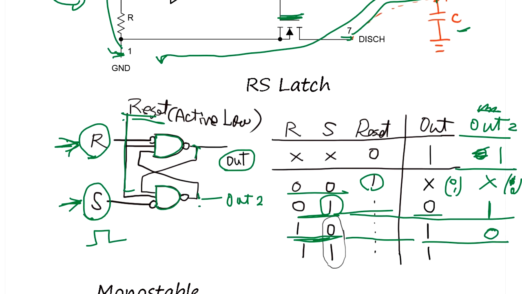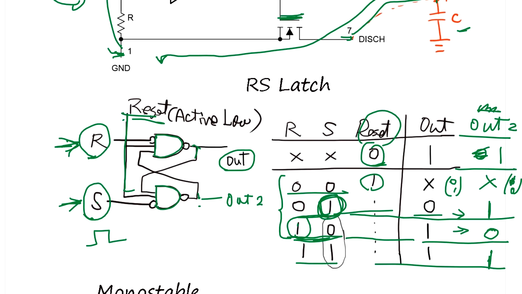And when both are high, it's actually an unknown state, but it's the same as reset. This guy, active low reset, is the same as reset. So the RS latch operates here. Either you set it, or reset it, and that flips the output.